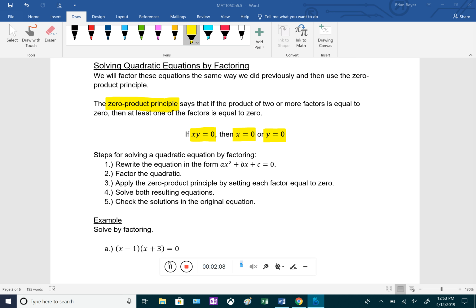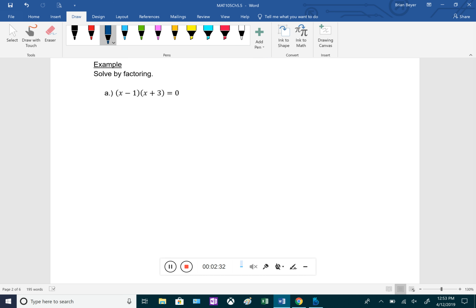So when we have a quadratic, we should have up to 2 different equations that we'll have to solve when we set the factors equal to 0. And then we can always check the solutions back in the original to make sure it works. So let's do some examples. So the first one here, solve this by factoring. So it's x minus 1 times x plus 3 equals 0.